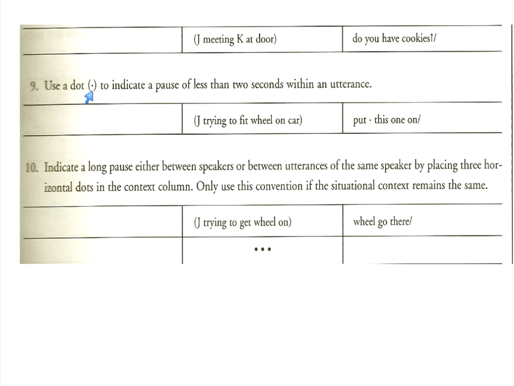Indicate a long pause. Okay, so here, this is easy. The child, Jay, is trying to get the wheel on, and then he says, wheel go there. So now he isn't saying something for a little while. So you might want to put some little dots there to let you know that there was a big pause in between this utterance and his next utterance.